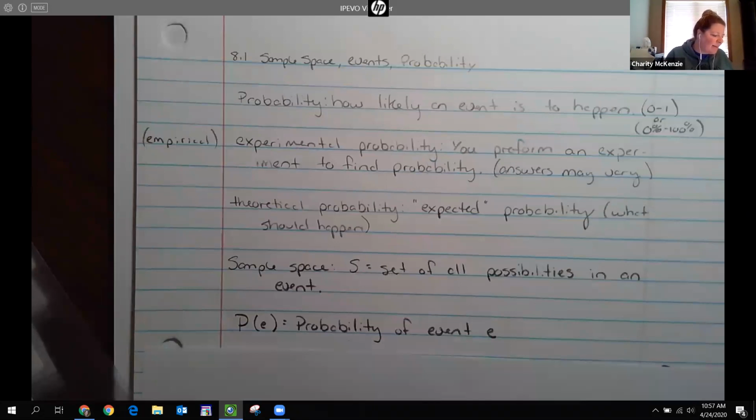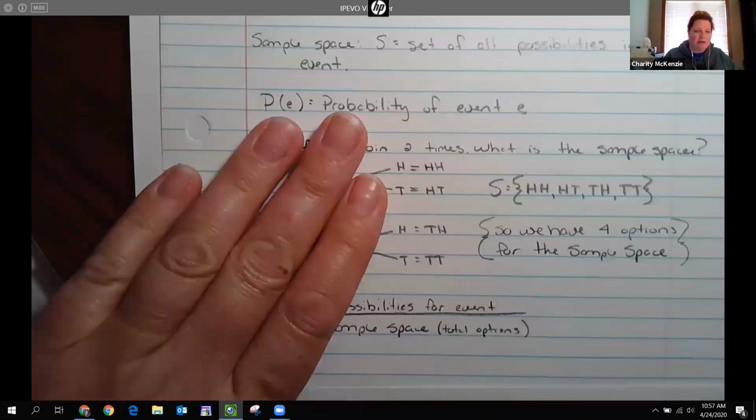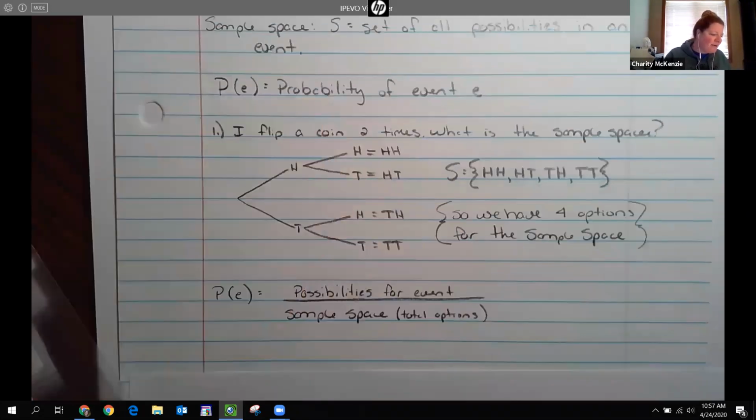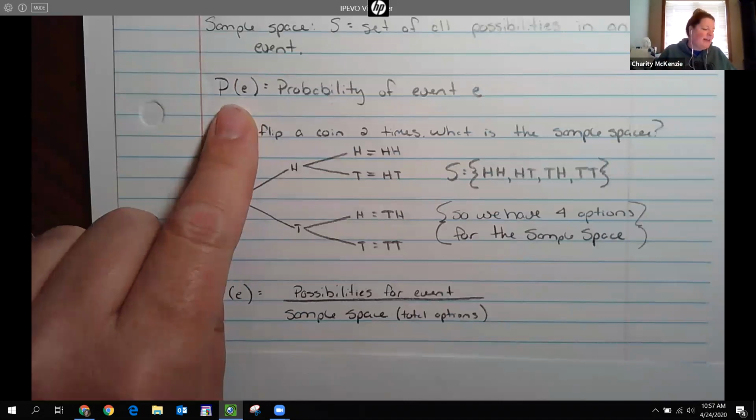So let's look at a couple things real quick. So move my paper up a little bit. The probability of an event E. So we'll see this notation, big capital P for probability. Little e is going to be for event.